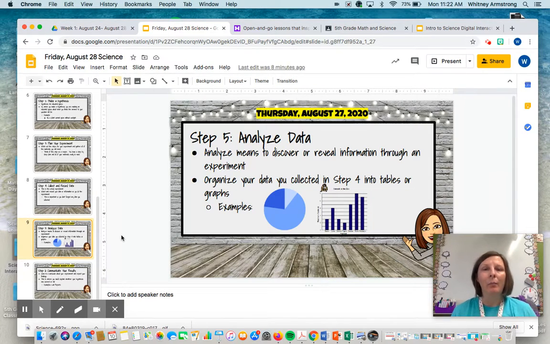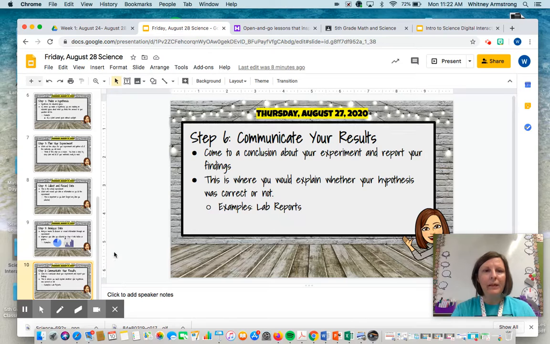So depending on what type of data you collected, it may be a pie chart. It might be a bar graph. It may just be a table that has all kinds of numbers and stuff in it. So it just depends on what type of experiment you're doing, and what would be appropriate for your set of data. So the last step, number 6, is communicate your results.